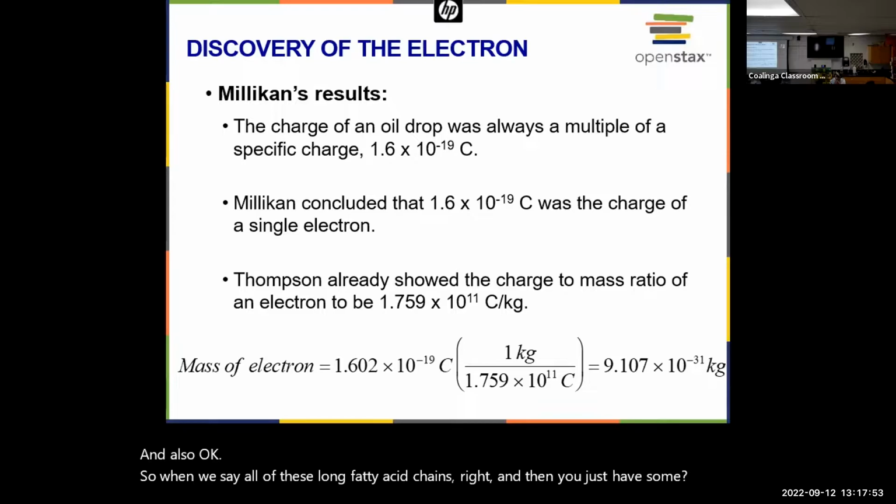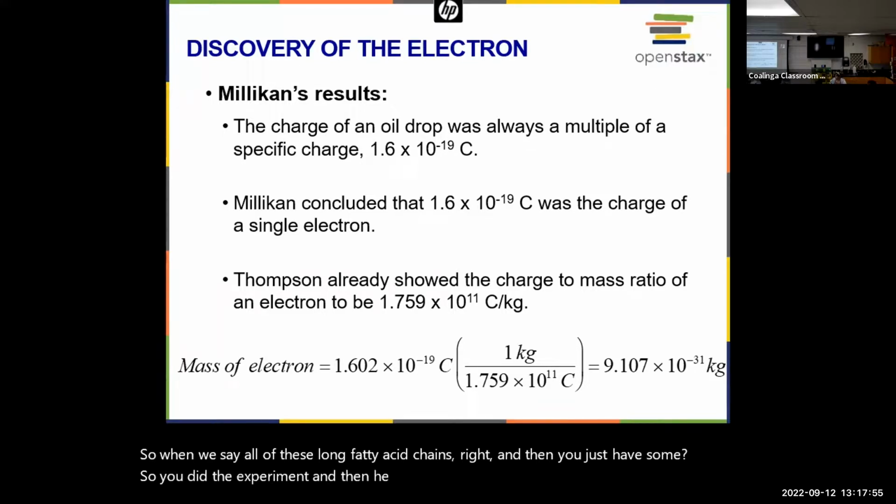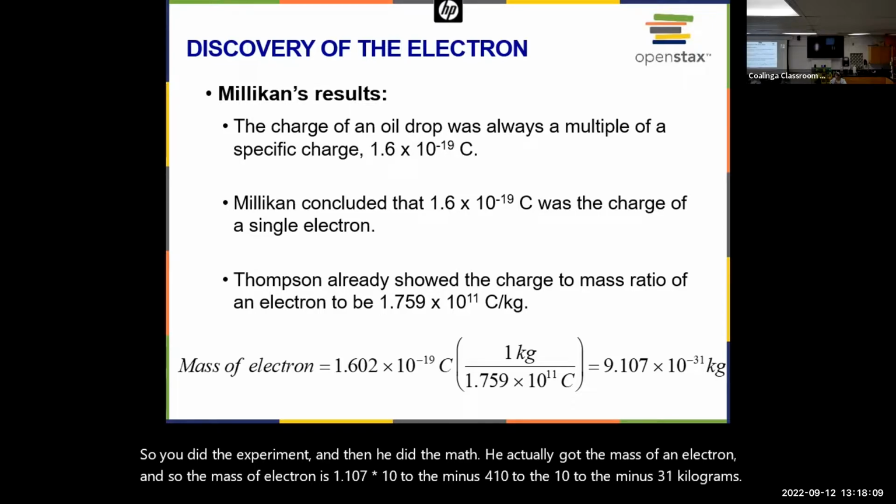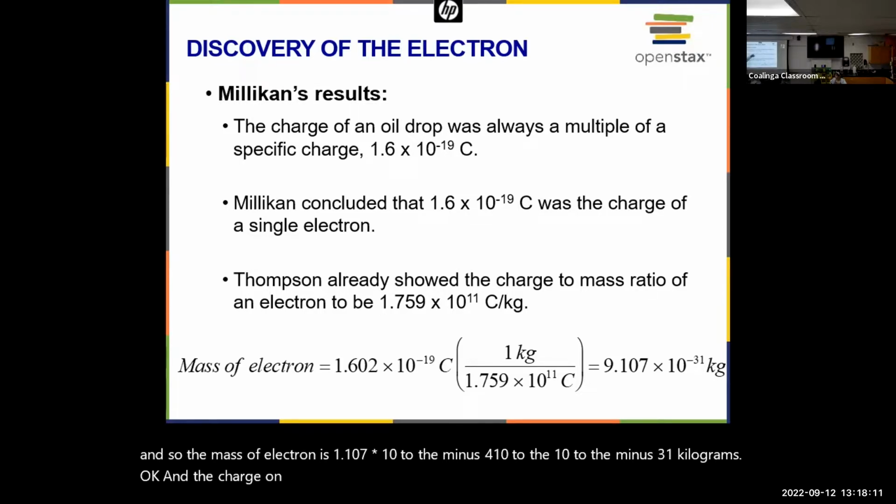Okay, so he did the experiment, and then he did the math. He actually got the mass of an electron. And so the mass of an electron is 9.107 times 10 to the minus 31 kilograms. Okay, and the charge on an electron is going to be 1.6 times 10 to the negative 19 coulombs. That's the unit that we use for charges.